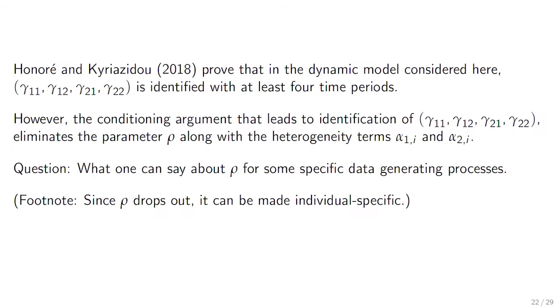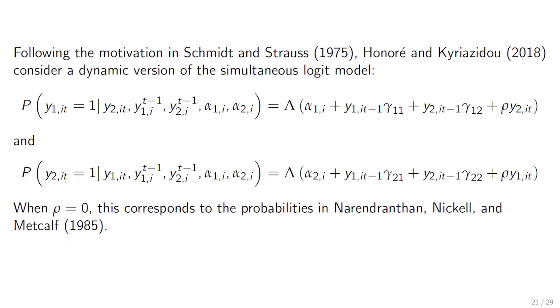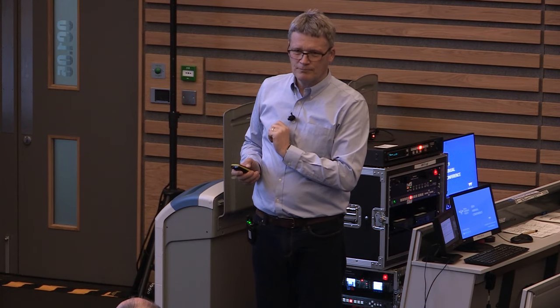It turns out that in this model, we can again point identify the gammas by a conditioning argument, but in all the conditioning arguments that we have come up with, once you condition to eliminate the individual specific effect, this rho term also drops out.